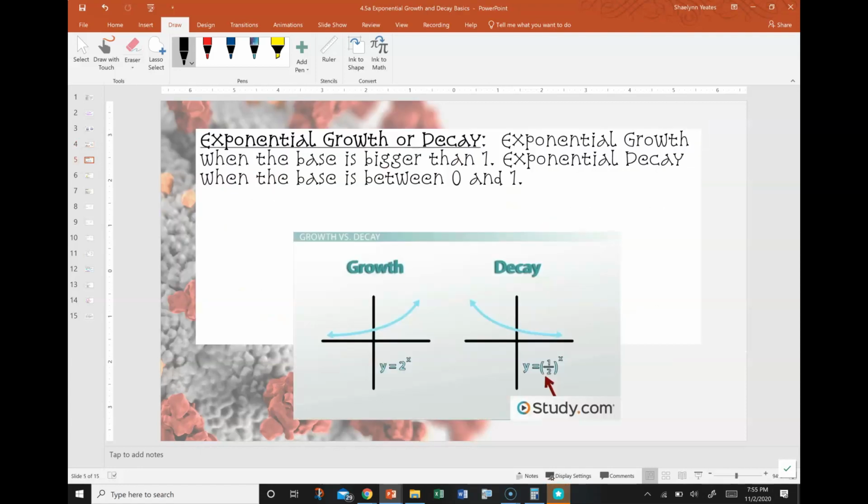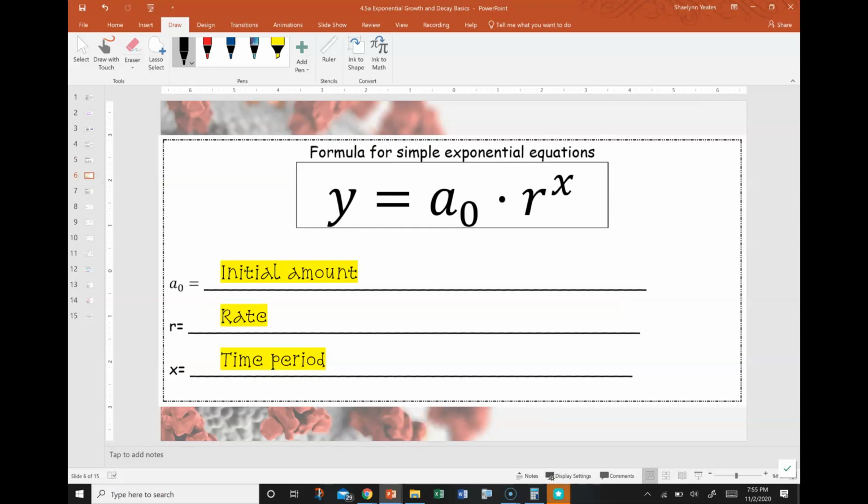All right, let's take a look at this. So exponential growth or decay. Exponential growth is when the base is bigger than 1. Exponential decay is when the base is between 0 and 1. So growth, for example, would be 2 to the x. Decay would be 1/2 to the x.